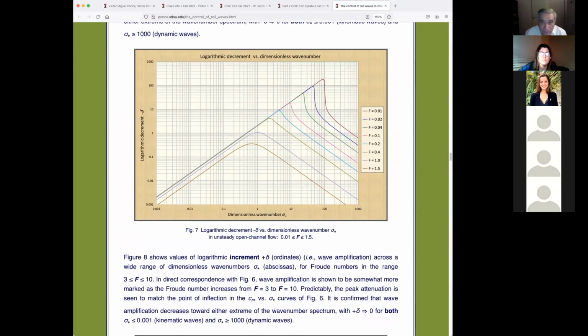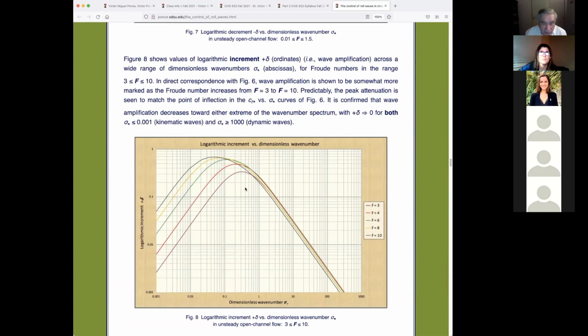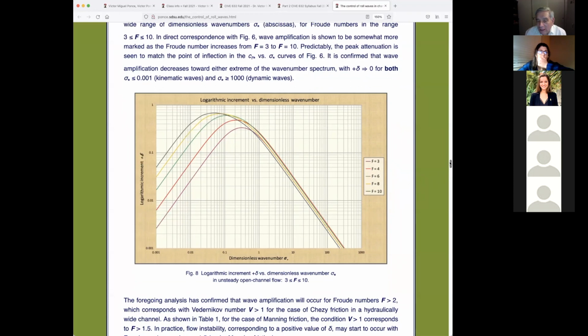It's attenuation. And the second one is plus delta. This is amplification. And these are the numbers that came out. This is very revealing because it already said that for the high Froude numbers greater than 2, say 3, 4, 5, the wave numbers towards the middle left of the climatic spectrum are the ones that are going to be amplifying. So if you're out here somewhere, no, you're not amplifying.